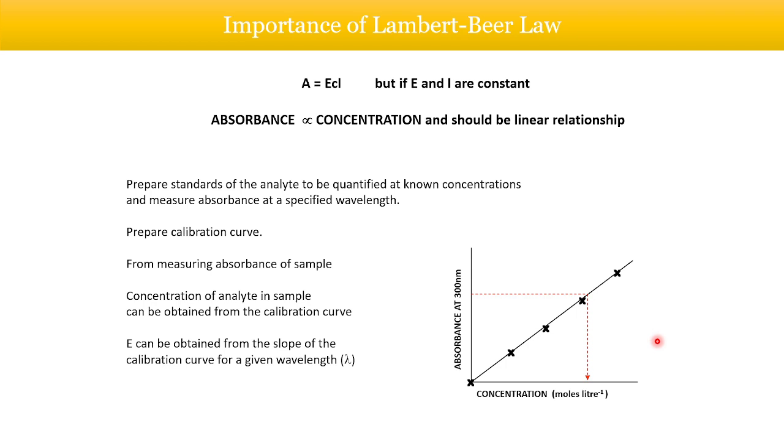So what is the importance of this Lambert-Beer law? We know that absorbance equals epsilon C L, and absorbance is proportional to concentration, and therefore it should have a linear relationship. So when you plot absorbance versus concentration, you take a sample at different concentrations, measure the absorbance of each, and draw a straight line.